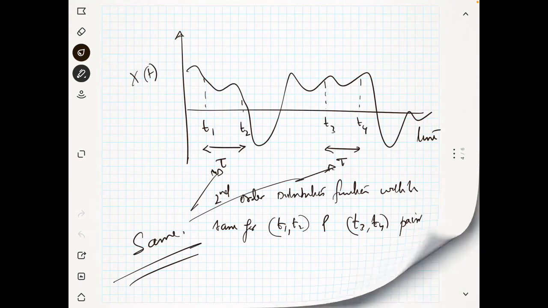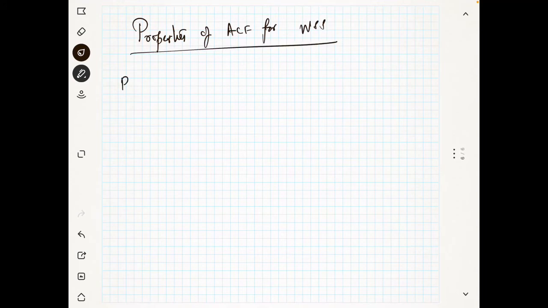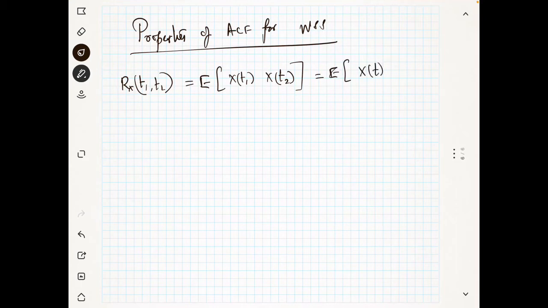Now we will see some properties of the autocorrelation function for wide sense stationary random processes. You know that the autocorrelation function Rx of t1 and t2 is nothing but the expected value of x of t1 into x of t2. This we have already seen. If you observe at time t, then you just need to see another time t plus tau. If you observe at time t, you can consider the previous time also, there is no issue, because it depends only upon the time difference. It is nothing but Rx of tau.